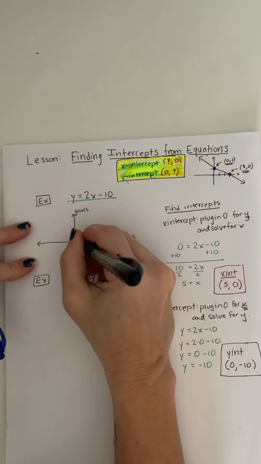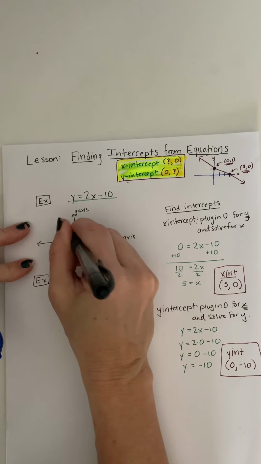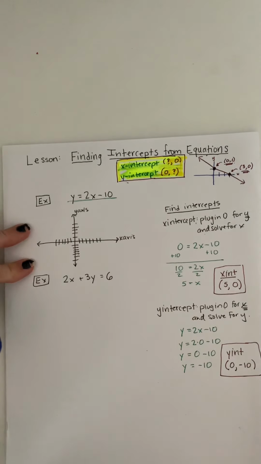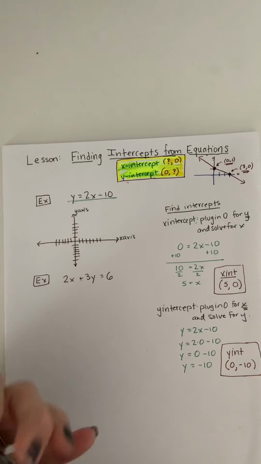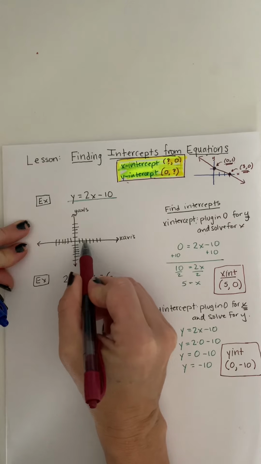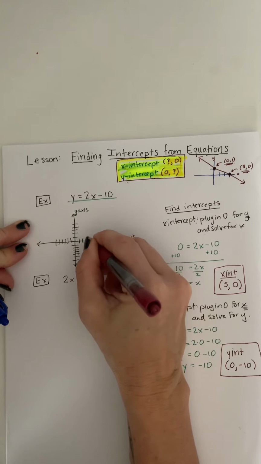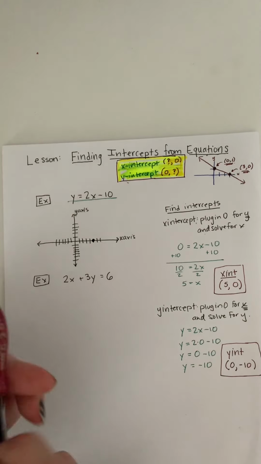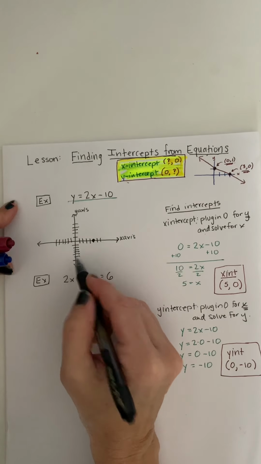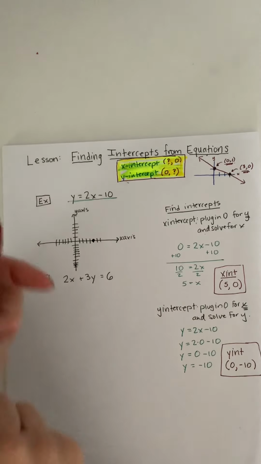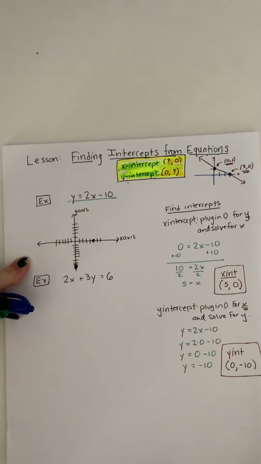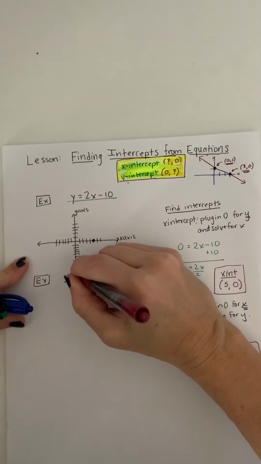So let's set up a little graph. Sometimes our numbers are going to be big and we're going to have to go off the graph, but let's see. So the x-intercept was at 5, 0. So this should cross the x-axis at 5. 1, 2, 3, 4, 5. The y-intercept is 0, negative 10. Looks like my graph isn't quite big enough, but 1, 2, 3, 4, 5, 6, 7, 8, 9, 10. Here's my y-intercept. I graph those 2 points and I connect the points.